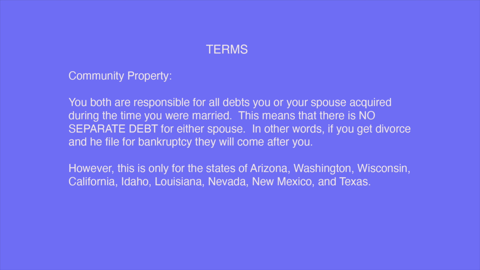Community property. You both are responsible for all debts you or your spouse acquire during the time you were married. This means that there is no separate debt for either spouse. In other words, if you get divorced and he files for bankruptcy, they will come after you. However, this is only for the states of Arizona, Washington, Wisconsin, California, Idaho, Louisiana, Nevada, New Mexico, and Texas.